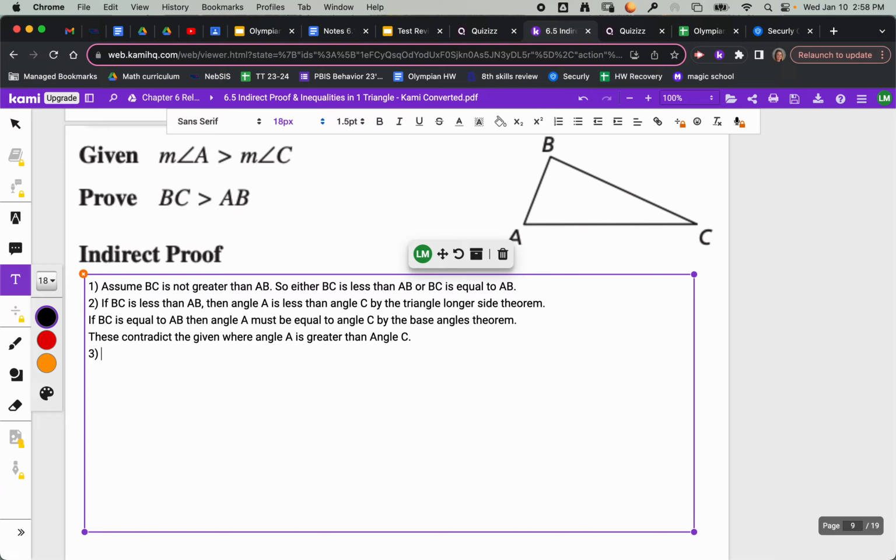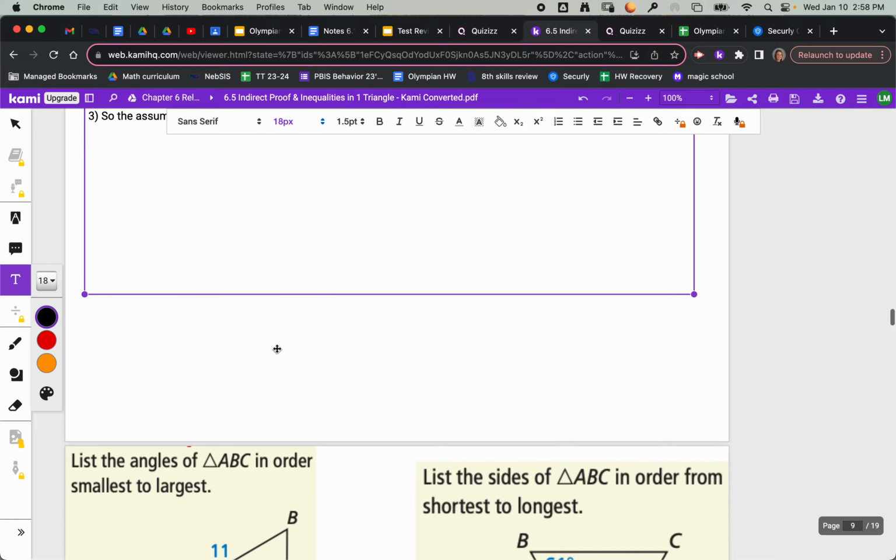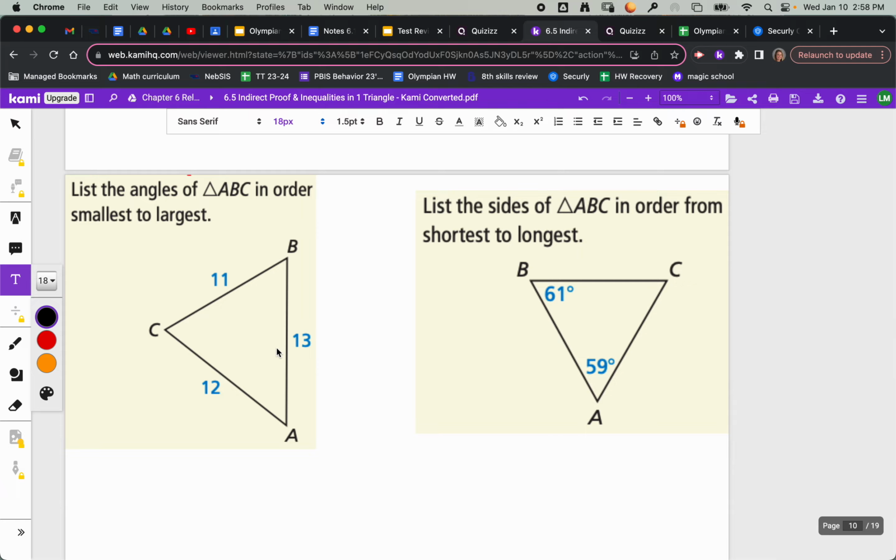So now that we've contradicted it, we can go on and write our third statement. The desired conclusion has to be true. So the assumption that BC is not greater than AB is false, which proves BC is greater than AB. All right. Next up, we got a few examples here.